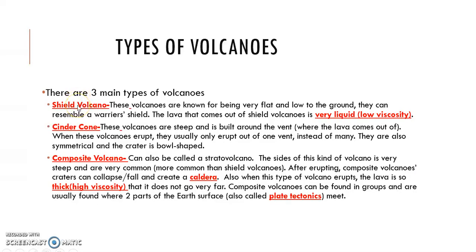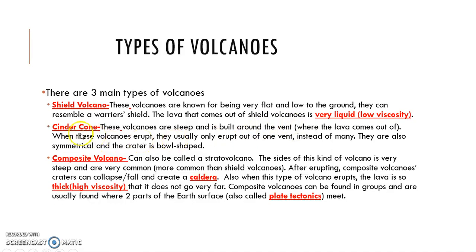Types of volcanoes. There are more than these 3 types, but these are the most common. First is a shield volcano. I'm not going to read the whole thing because you can pause and read it and take notes. So a shield volcano is very flat, and it does look like a warrior shield, hence why it's called a shield volcano. And I'll talk about this later, but the lava that comes out is very liquidy and is able to spread out.